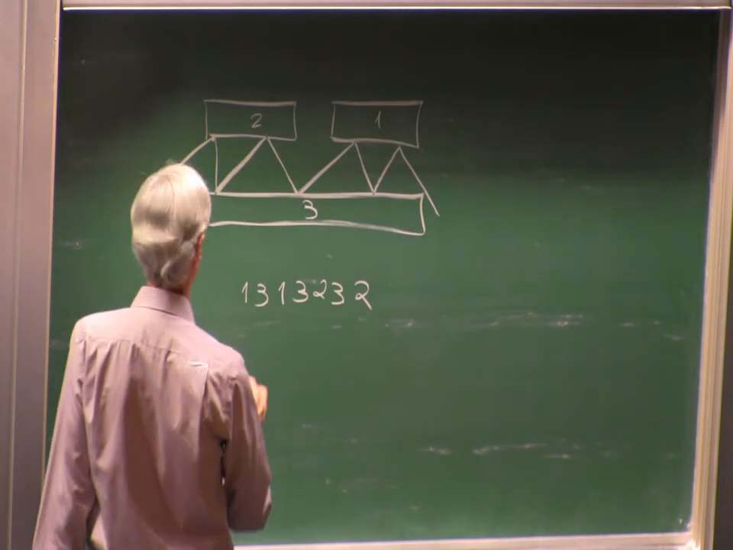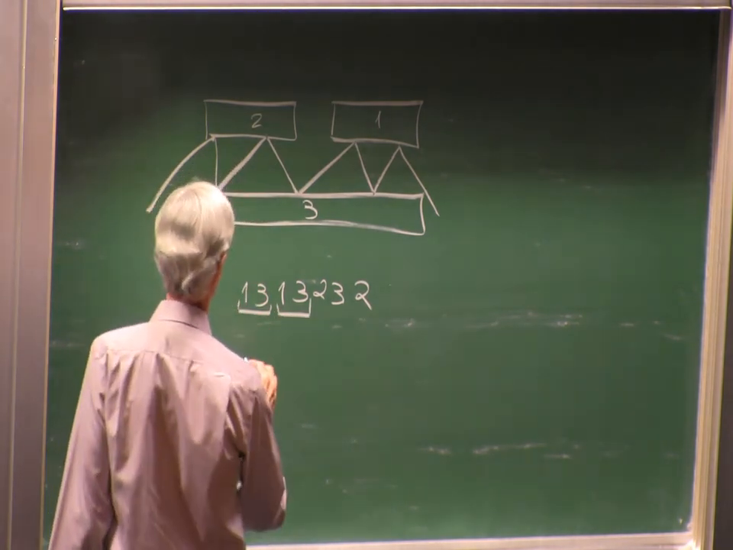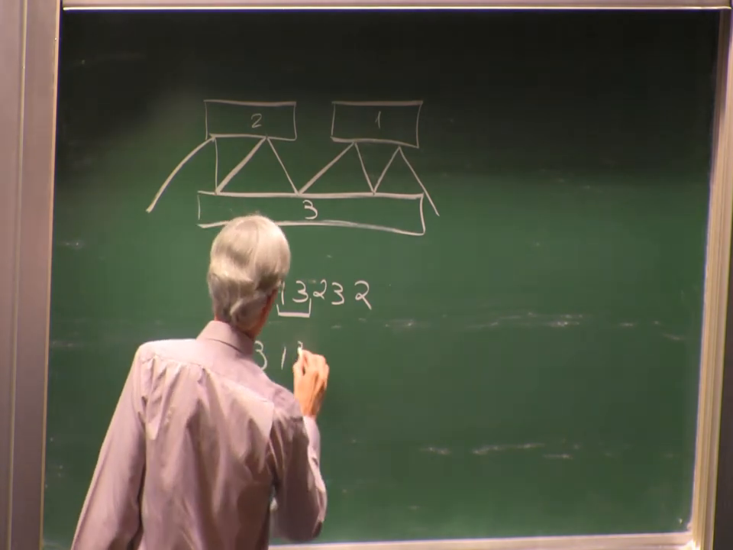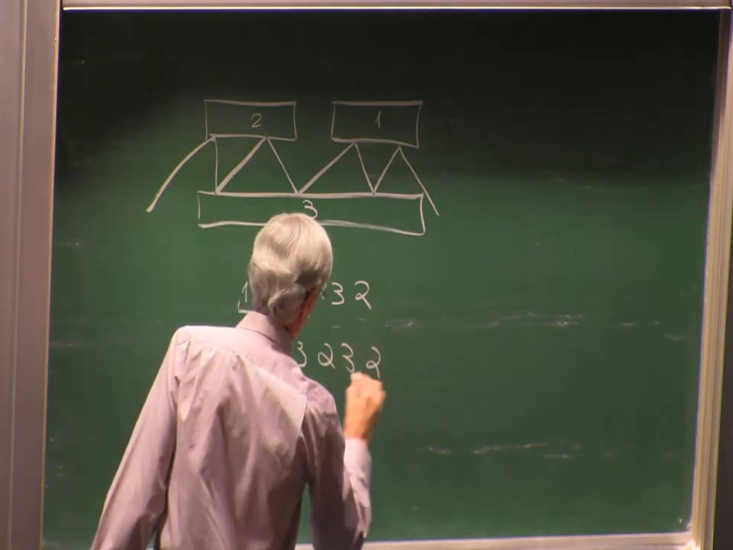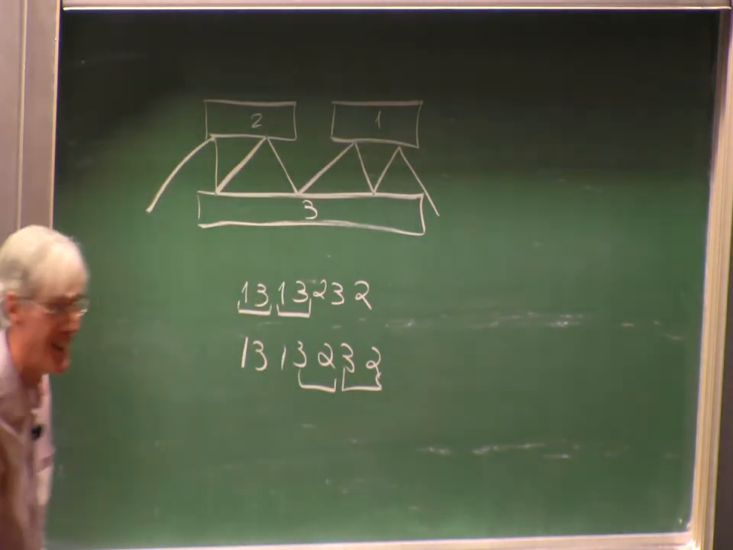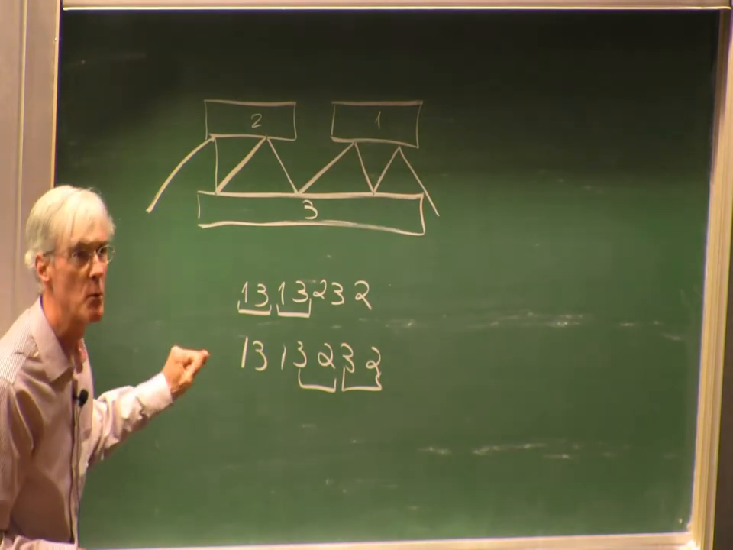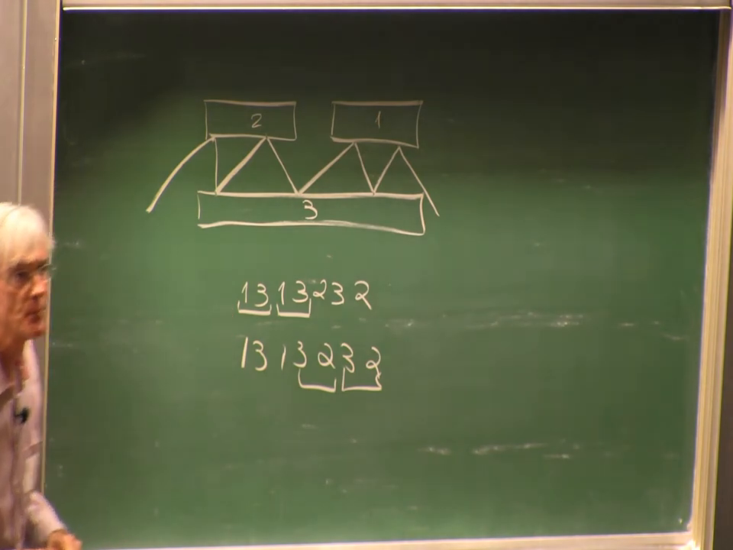1, 3, 1, 3, 2, 3, 2. So you could group it as, you could count this as 4, or you could count it as 4. So maybe the length is shorter. Maybe the signature is not unique, but the length. Right, which is what I'm after. But there may be a trickier example where this changes by one.